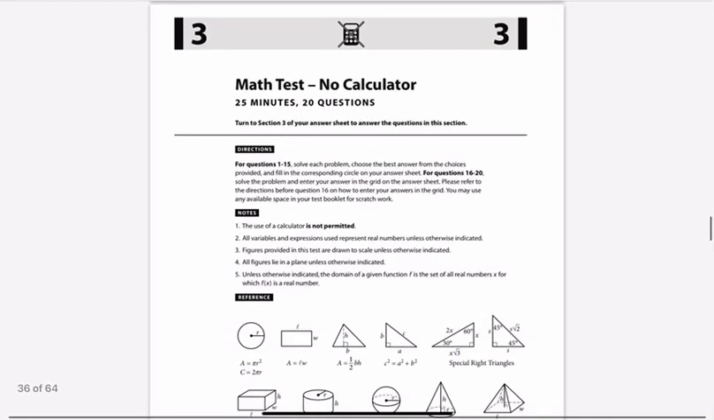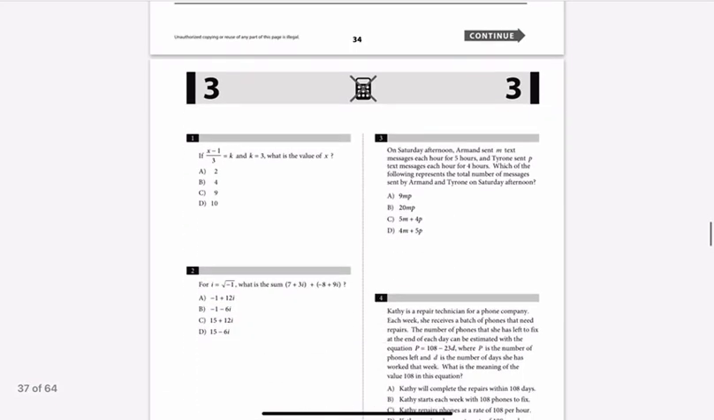Okay, hi everyone. So today we're going to go through the Section 3 non-calculator math portion of the SAT Practice Test 1. So I'll just kind of do it and then you'll be able to follow along.